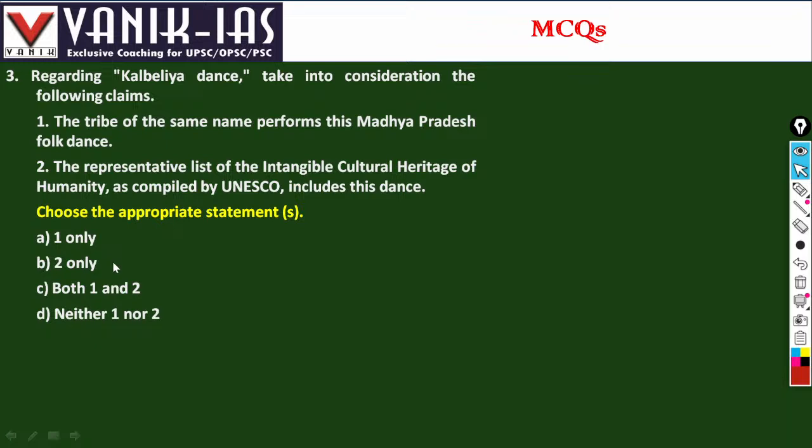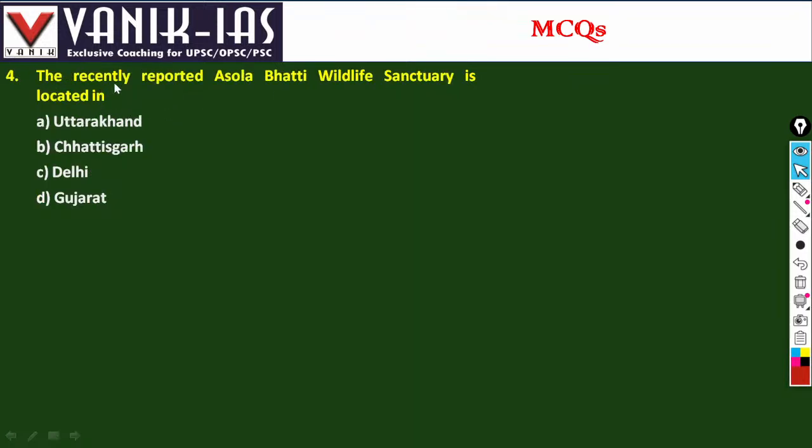Regarding the Kalbelia dance, taking into consideration the following elements: the tribe of the same name performed this in Madhya Pradesh, folk dance, not Madhya Pradesh, Rajasthan. One is wrong. The representative list of intangible cultural heritage of humanity as compiled by UNESCO includes this dance. Two is correct, but one is incorrect because this is Rajasthan, not Madhya Pradesh. The recently reported Asola Bhatti Wildlife Sanctuary is located in Delhi.